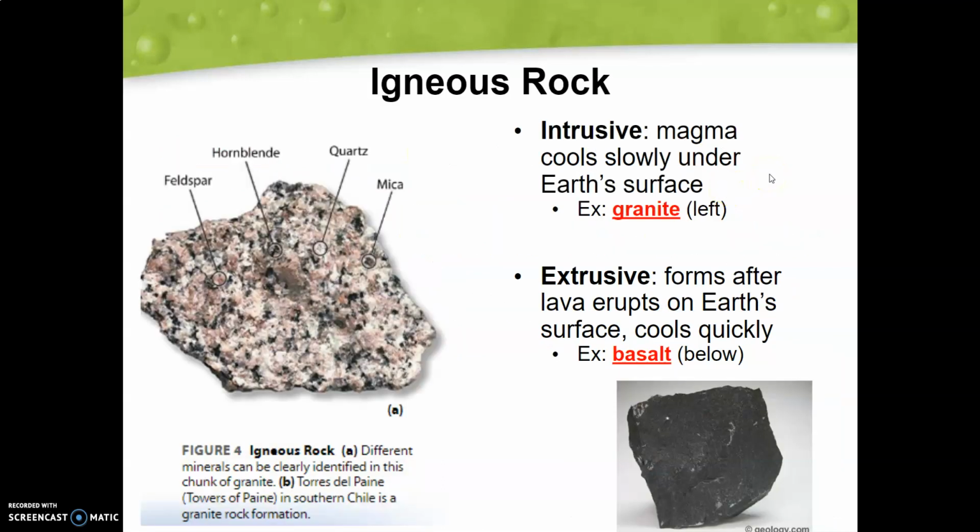Okay, so first up, igneous rock. Like I said, there are 2 different types of igneous rock, intrusive or extrusive. Intrusive means that magma is cooling slowly under the Earth's surface. An example of that is granite rock. Over here is an example of that granite rock. Extrusive means it forms after lava erupts on the Earth's surface and is cooling. An example of that is called basalt, and there's a picture of that below.